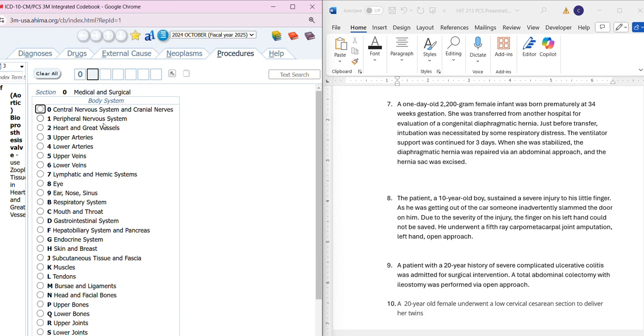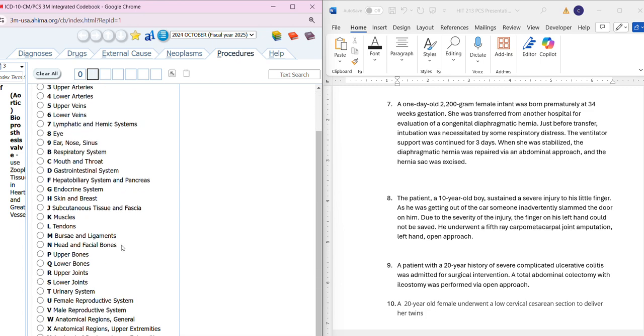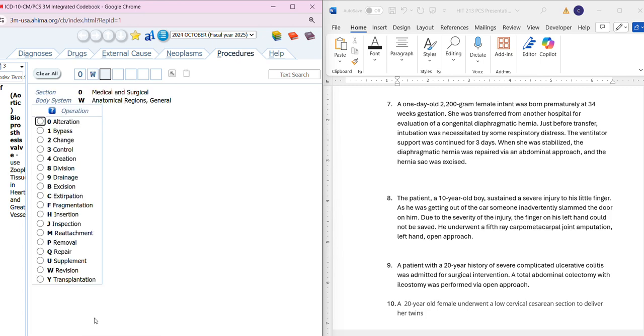All right. And for the body system, it's going to be D. Oh, I'm sorry. It's going to be anatomical regions, general, which is W. And for our root operation, it's going to be the letter Q, which is repair.